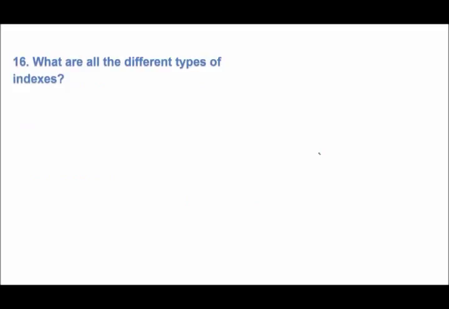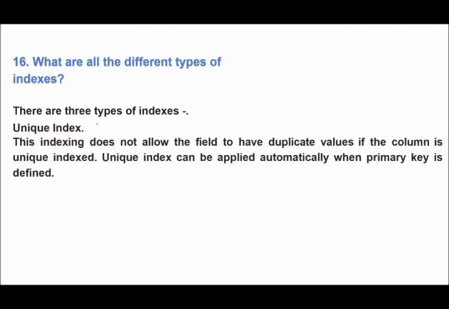The next question is, what are the different types of indexes? There are three types of indexes. First is unique index. This indexing does not allow the field to have duplicate values if the column is unique indexed. The unique index can be applied automatically when the primary key is defined.